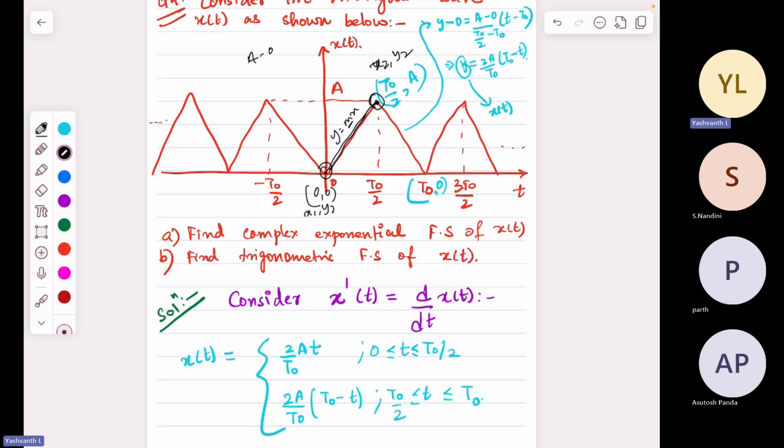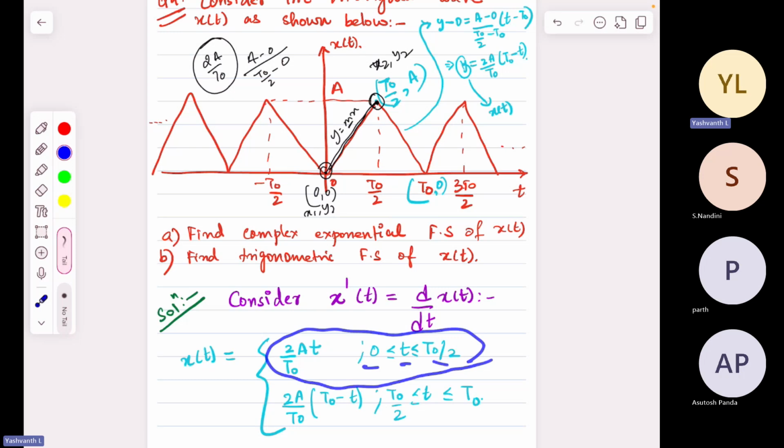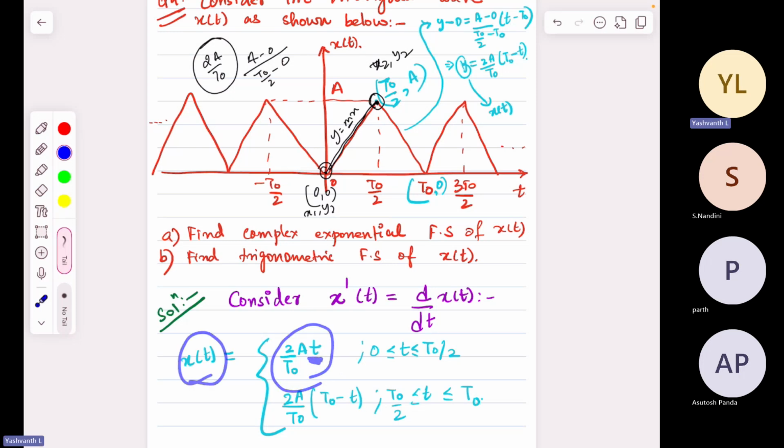So y2 minus y1 is a minus 0, divided by x2 minus x1, t0 by 2 minus 0, which is nothing but 2a by t0. So 2a by t0 is the slope of the line. Therefore, in the region 0 to t0 by 2, your x of t is equal to 2a by t0 into small t. That's what I wrote in this expression here. When t lies between 0 and t0 by 2, your x of t is equal to 2a by t0 into t. Your t is your x-axis and x of t is like a y-axis.